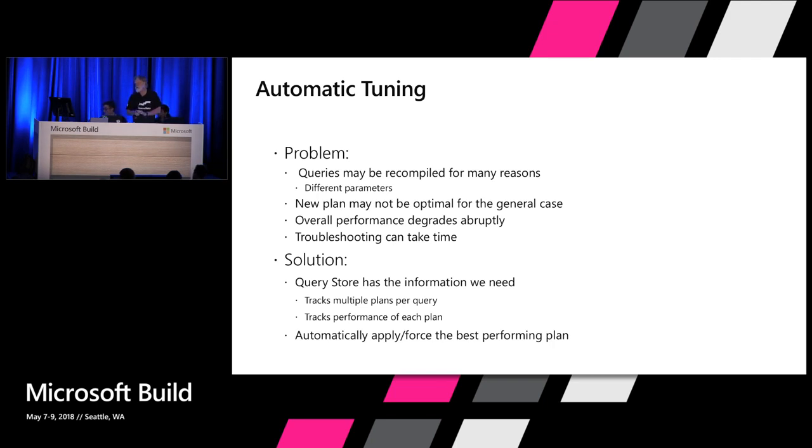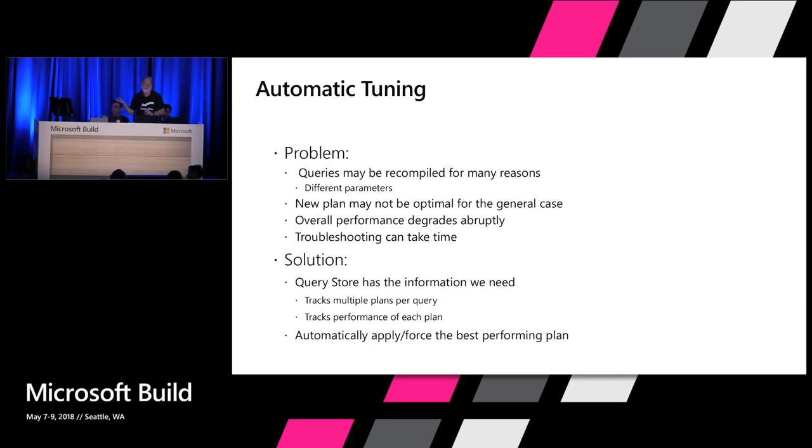So what automatic tuning is doing is it's taking advantage of that and taking that a step further. Queries get recompiled for a lot of reasons, different parameters. Parameter sniffing is a classic. The new plan might not be optimal for the general case. That was the example that Joe showed. Overall performance can degrade abruptly if you get the wrong plan compiled, and it can take time to figure out what went wrong.